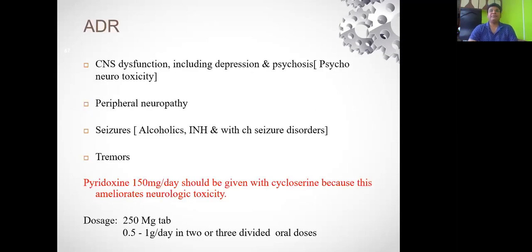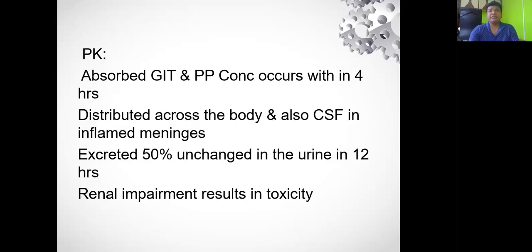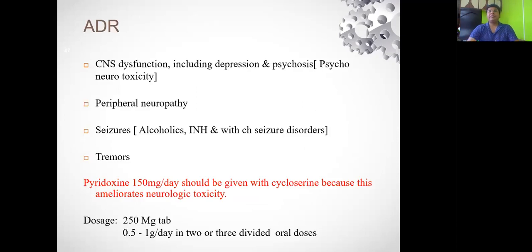Then apart from that, if you look at the adverse drug reaction profile with cycloserine, it is mainly psychoneurotoxicity. So it results in psychoneurotoxicity, where there is involvement or dysfunction of the brain, including depression and psychosis. And apart from that, cycloserine also causes peripheral neuropathy, and it mainly presents with seizure disorder, especially in persons who are severe alcoholics, patients who are on INH treatment, and patients who have chronic seizure disorders. There might be a presentation of seizures as a major adverse drug reaction with cycloserine.